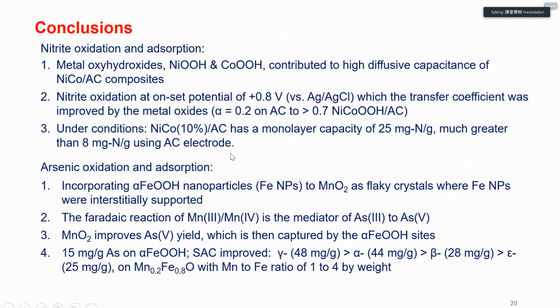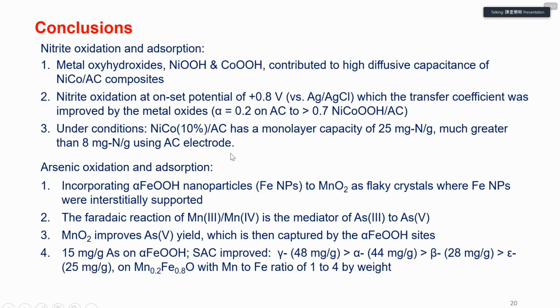Okay, I might make some conclusions here. For nitrate oxidation and adsorption, the metal hydroxides, NiOH and CoOH, can significantly contribute to the diffusion capacity of the composite. The nitrate oxidation occurs around an onset potential of around positive 0.5 volts. We found that the transport coefficient of the electron can be significantly improved when we combine nickel and cobalt oxide into the activated carbon, at just around 10% combination. We calculated that the capacity can be improved from 8 to 25 milligrams nitrogen per gram.